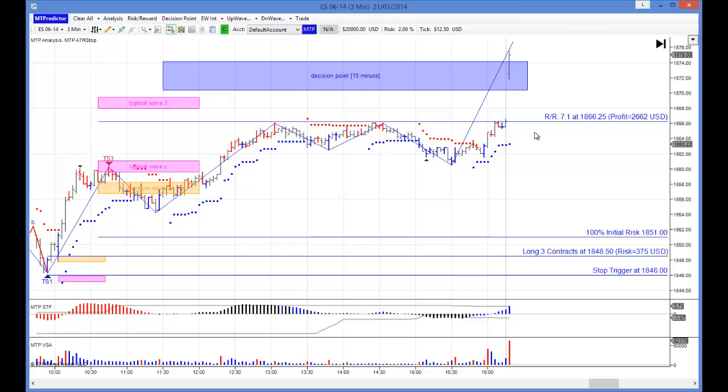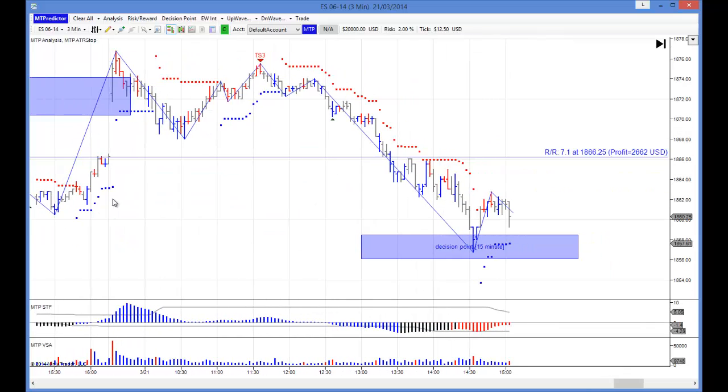So overall, over the last few days, even though it was a little bit of a trickier day yesterday, the MTP RT add-ons for NinjaTrader, in this particular case NinjaTrader 7, have done a very good job allowing you to catch a couple of absolutely massive trades. So a good couple of days for MTPredictor on the US E-minis.